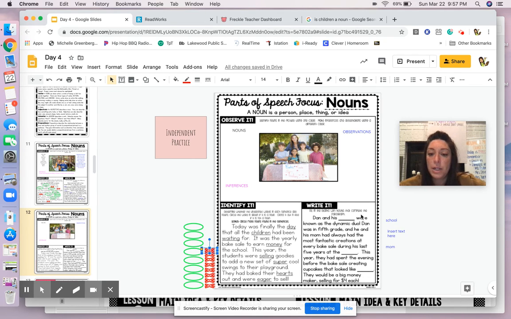Okay, now here's the next one. Dan and his blank were known as the dynamic duo, like Christian and Rayshawn. Dan was in 5th grade, and he and his mom had always had the most fantastic creations at every bake sale during his last 5 years at the blank. This year, they had spent the evening before the bake sale creating cupcakes that looked like, and now you're going to fill that in, they would be a big money maker, selling for $4 each.